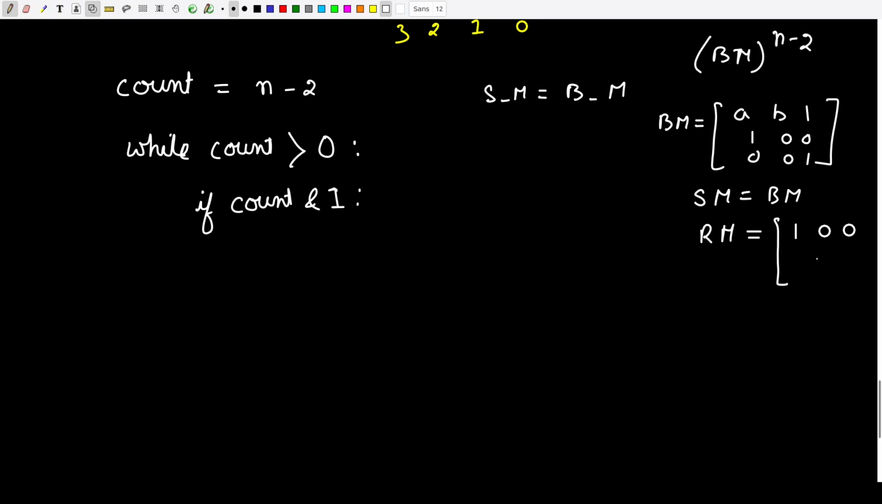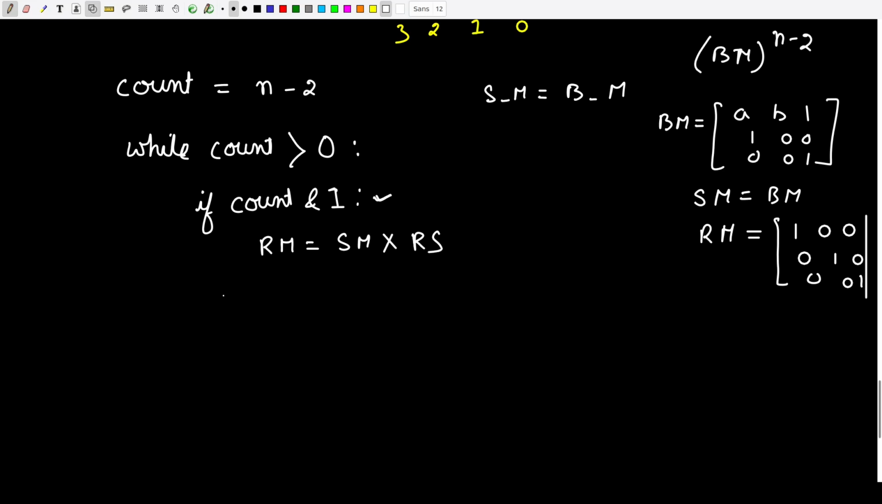So the identity of 3 by 3. This is the identity of 3 by 3. This is my initial value of result matrix. If the bit is set, then that particular squared matrix which we have computed so far, we want to include in our result matrix. So the result matrix will be equal to the squared matrix which we have computed so far into the result matrix.